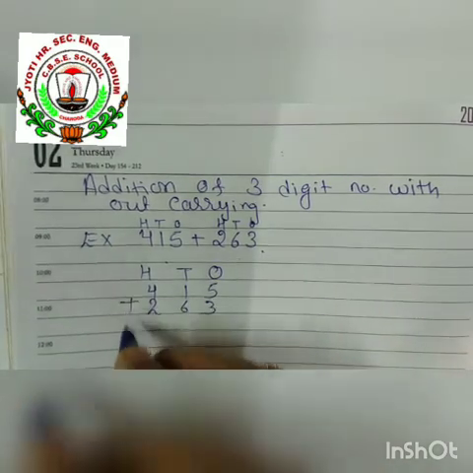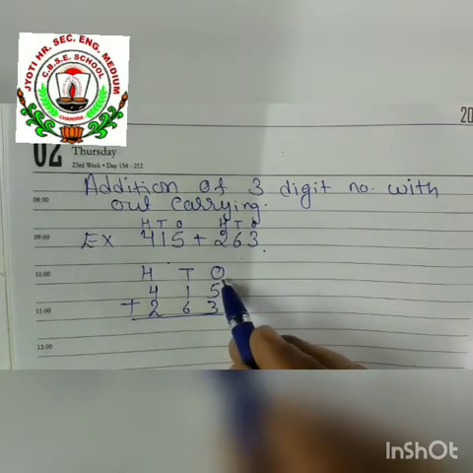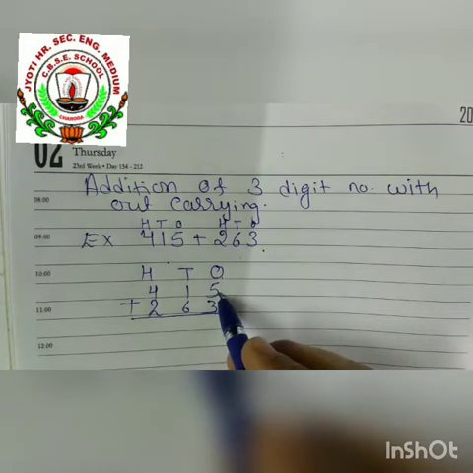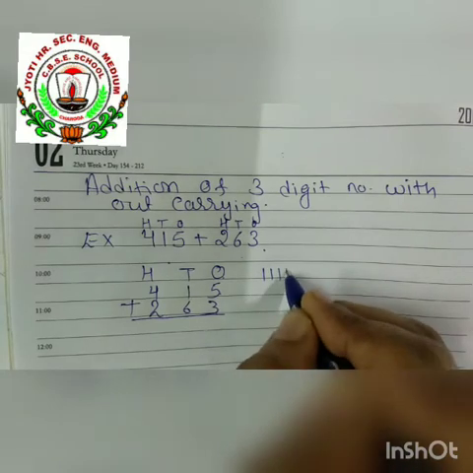We are doing addition, so we are putting the sign of plus. Now, as you all know, first we are going to add the digit in the ones place. So, which digit is in the ones place? It is 5. So, we will draw how many lines? 5. 1, 2, 3, 4, 5.